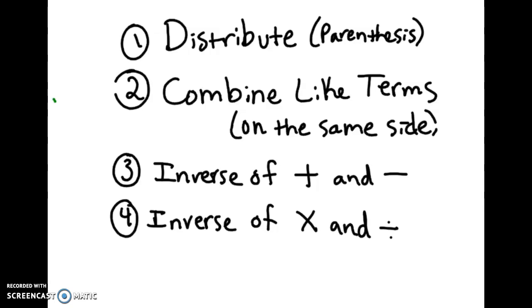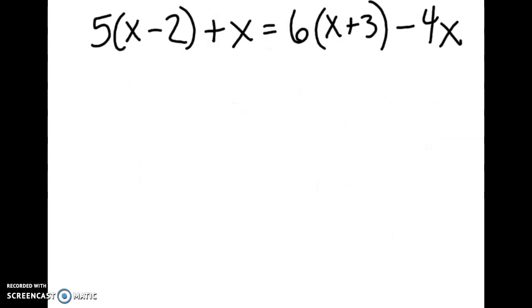When you're combining like terms though, one thing you do need to remember is that they need to be on the same side in order for you to combine them. And then we take care of the inverse of addition and the inverse of subtraction. And lastly, we take care of the inverse of multiplication and division. So let's see what that looks like in a problem.